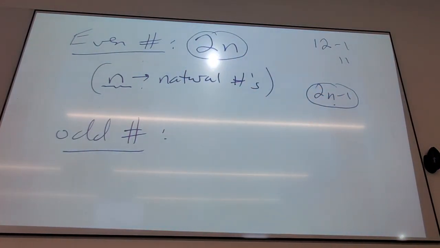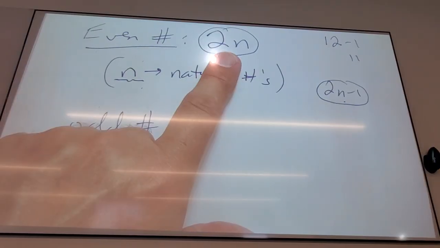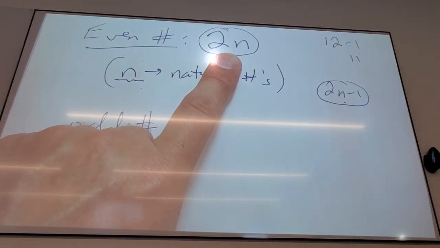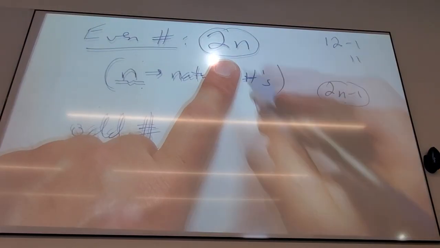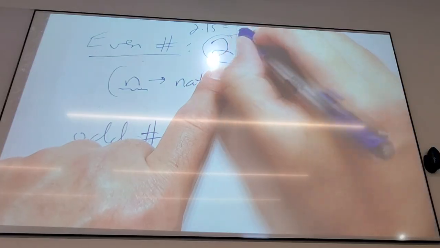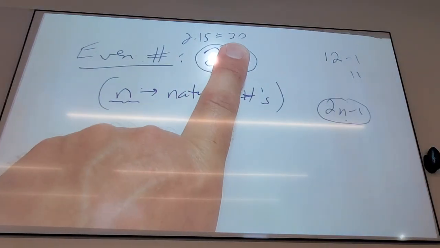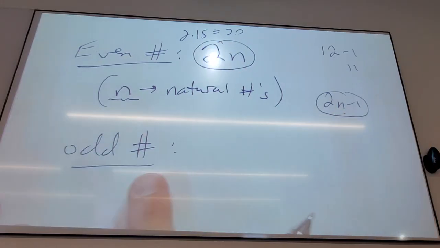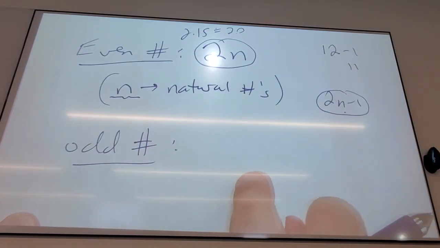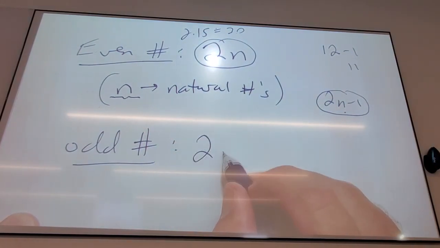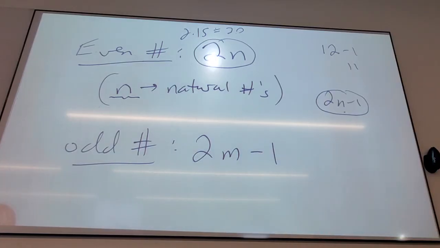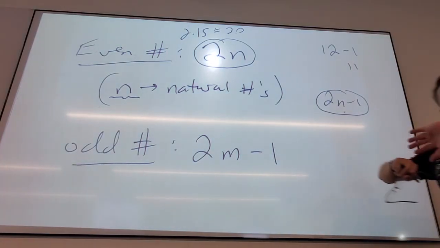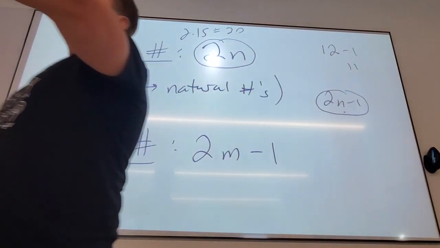Are you with me? Somebody give me an n. Give me any n. 15. So 2 times 15 is what? 30. And what's the odd number before that? 29. 2n minus 1, yes? So if I'm going to write every odd number, I have to use a different letter. So now those are independent from each other, yes?